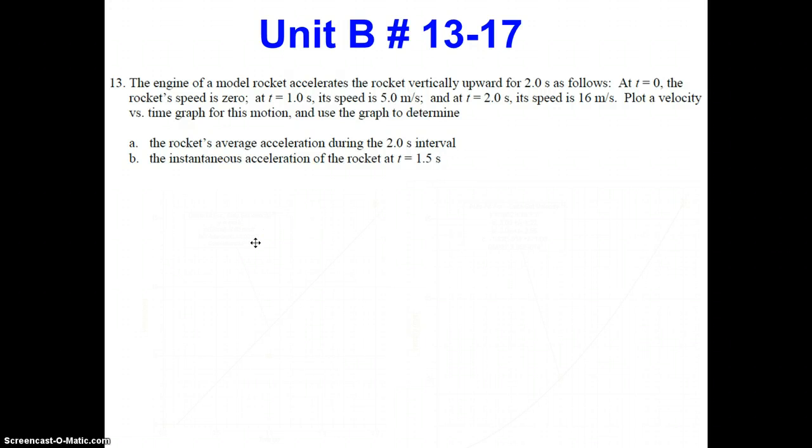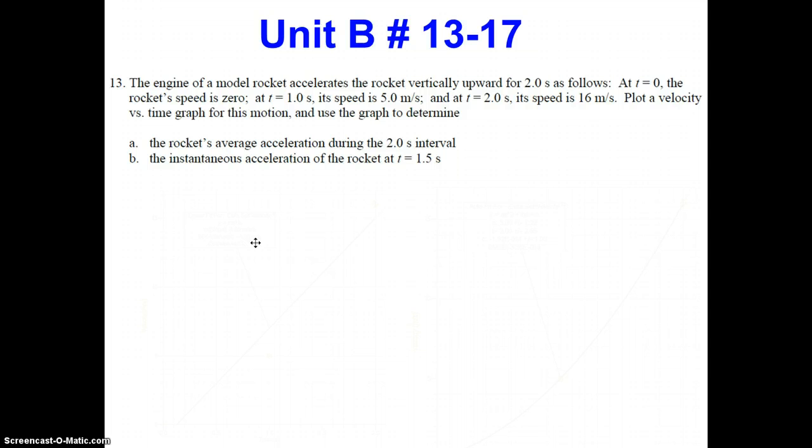Welcome to the solutions for the Advanced Placement Kinematics problem set numbers 13, 14, and 15. Let's go ahead and get started with 13. We have the engine of a model rocket accelerates the rocket vertically upward for 2 seconds as follows.